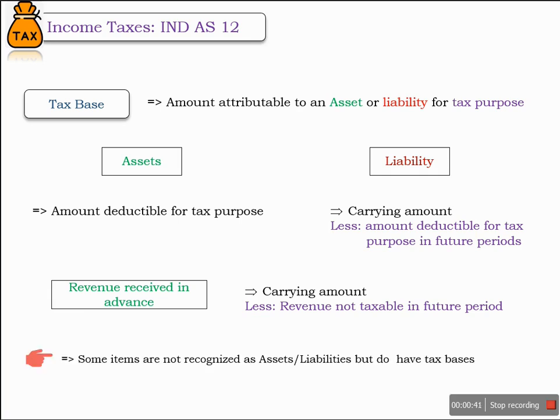There may be some cases where these items are not recognized as an asset or liability, but they do have tax base. For example, preliminary expenses are recognized as an expense in determining accounting profit in the period in which they have incurred, but may not be permitted for deduction in determining the taxable profit until a later period. So it results in DTA that we will discuss in next slides.